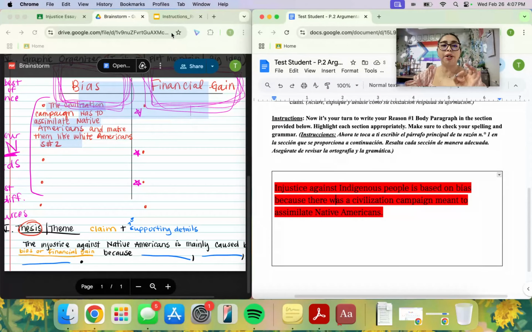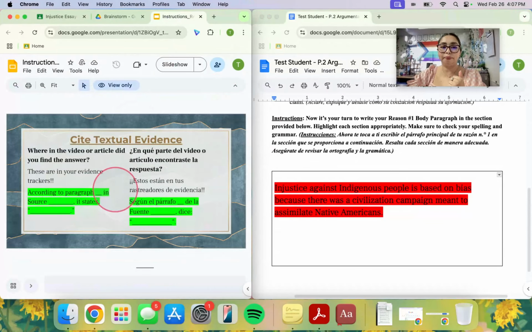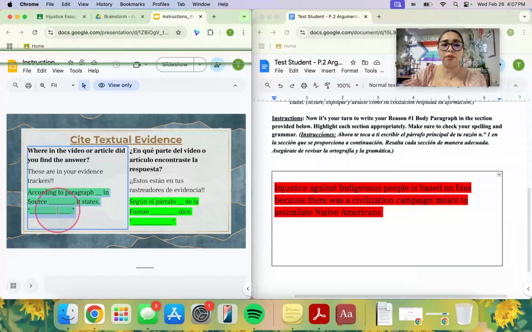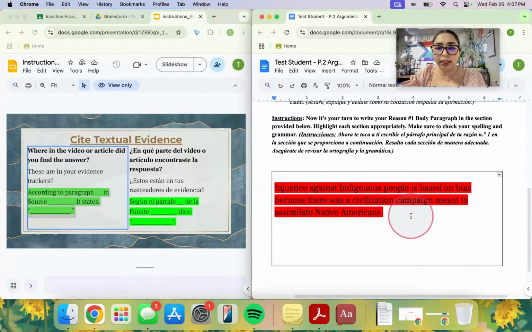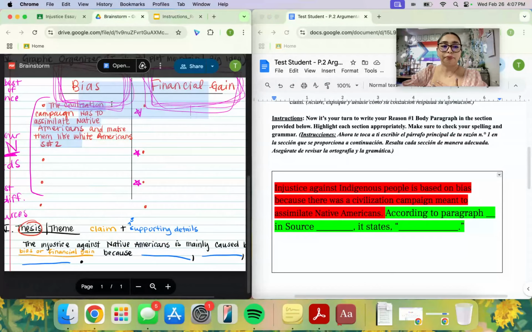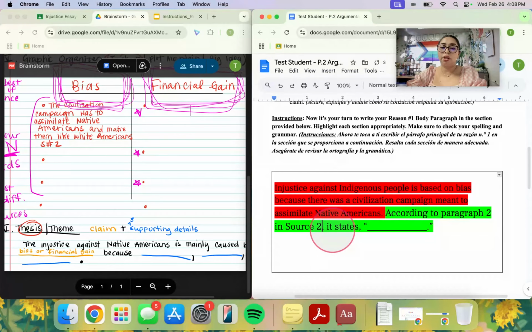Okay, so now that we've done our claim, we're going to go to the next one. We need to cite some textual evidence. I can copy this sentence frame. Again, you don't need to use a sentence frame. The sentence frame is just there to help you if you need it. I'm going to use it, and I can paste it right there. According to paragraph blank in source blank, it states blank. My example is from source 2, and I know that my quote was in paragraph 2. So I'm going to put: according to paragraph 2 in source 2, it states.